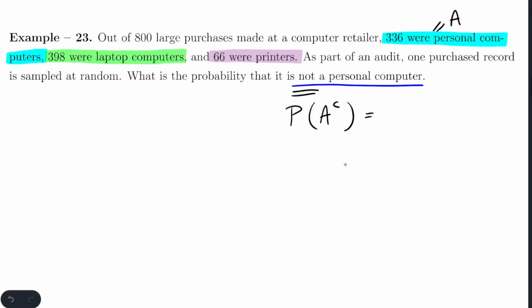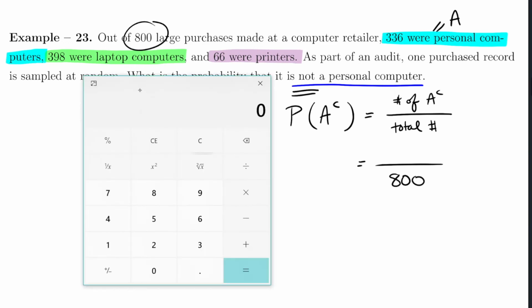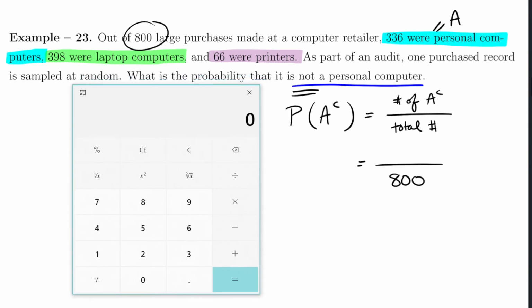I know that probability is always the number of ways it could occur divided by the total options. And our total number is there's 800 purchases in all. To find the number of A complement, the number of not personal computers, well, here we know that our categories were personal computers, laptop computers, and printers. Now let's add these categories together to see if that adds up to our 800. So we've got 336 plus 398 plus 66, and that does indeed add up to our 800.